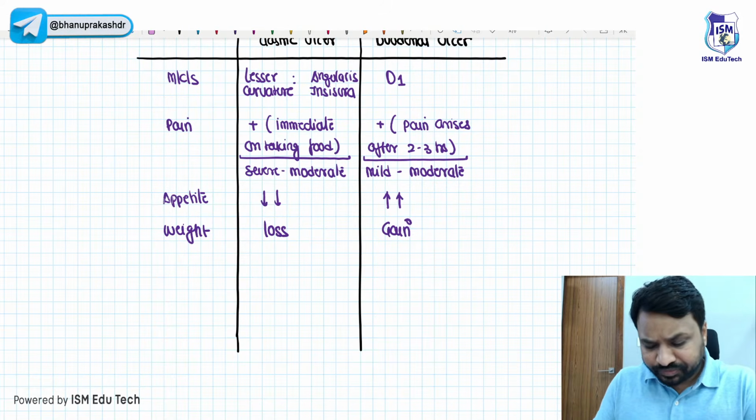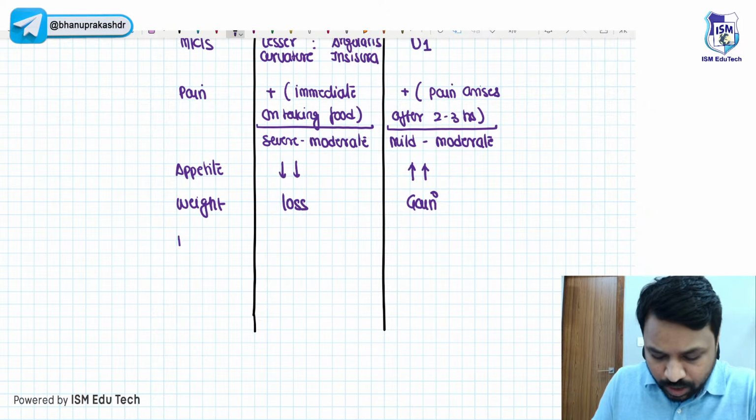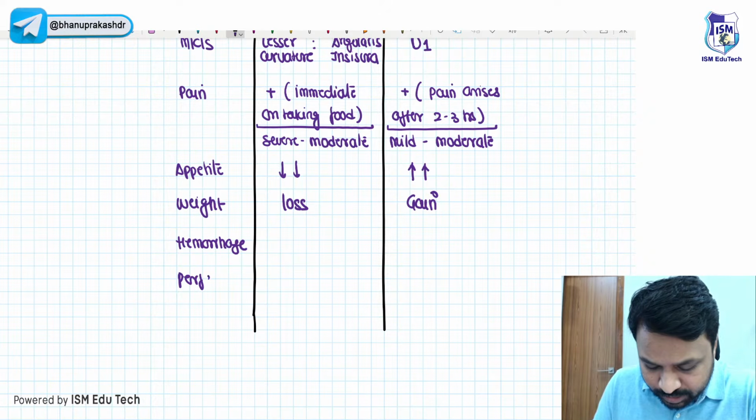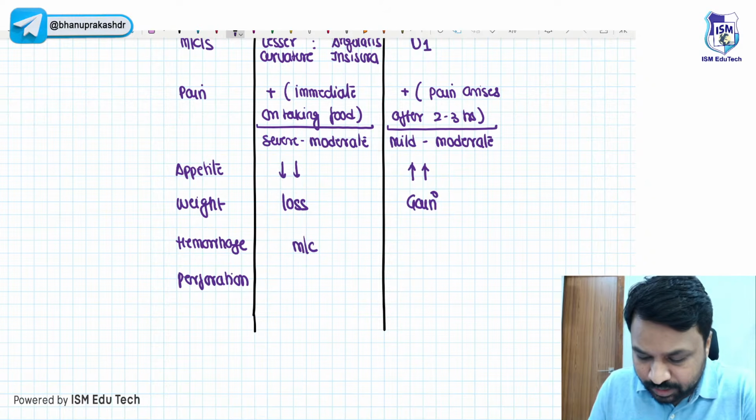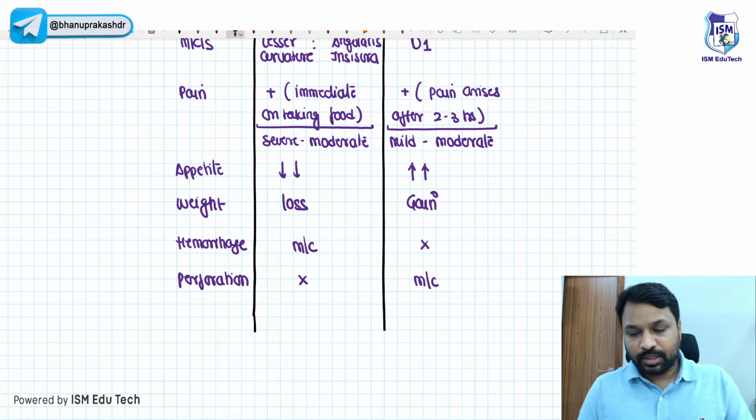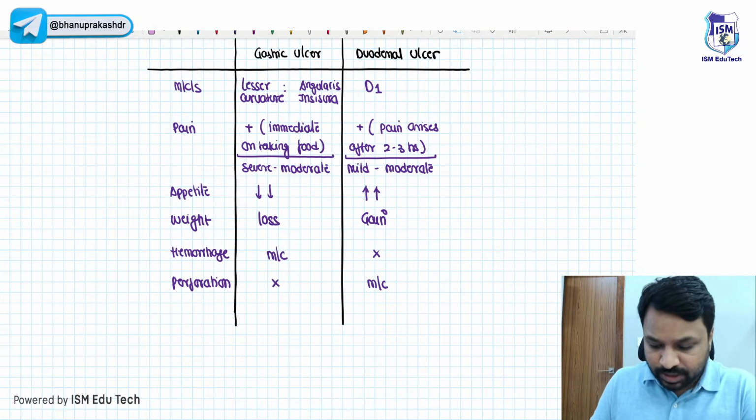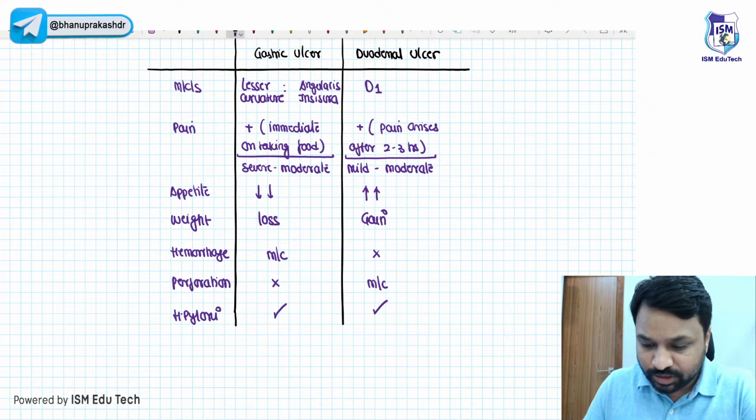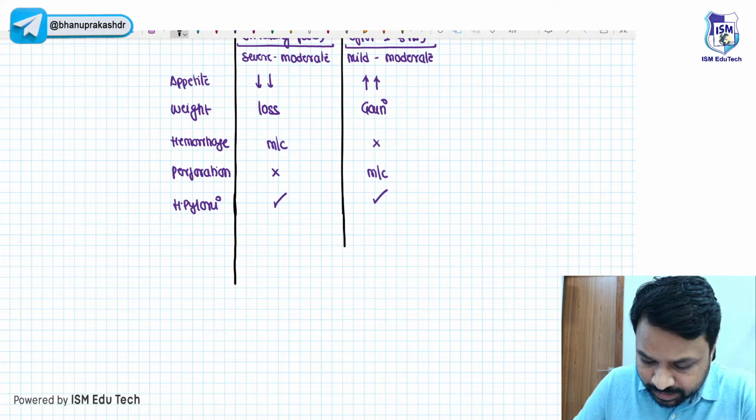On top of it, there are two important findings: one is hemorrhage in peptic ulcer disease, and second, it can also result in perforation. Remember, hemorrhage is more common in gastric ulcer, whereas perforation is more common in duodenal ulcer, right? Out of these two, which are associated with H. pylori? H. pylori's association is seen with both duodenal as well as gastric ulcers.